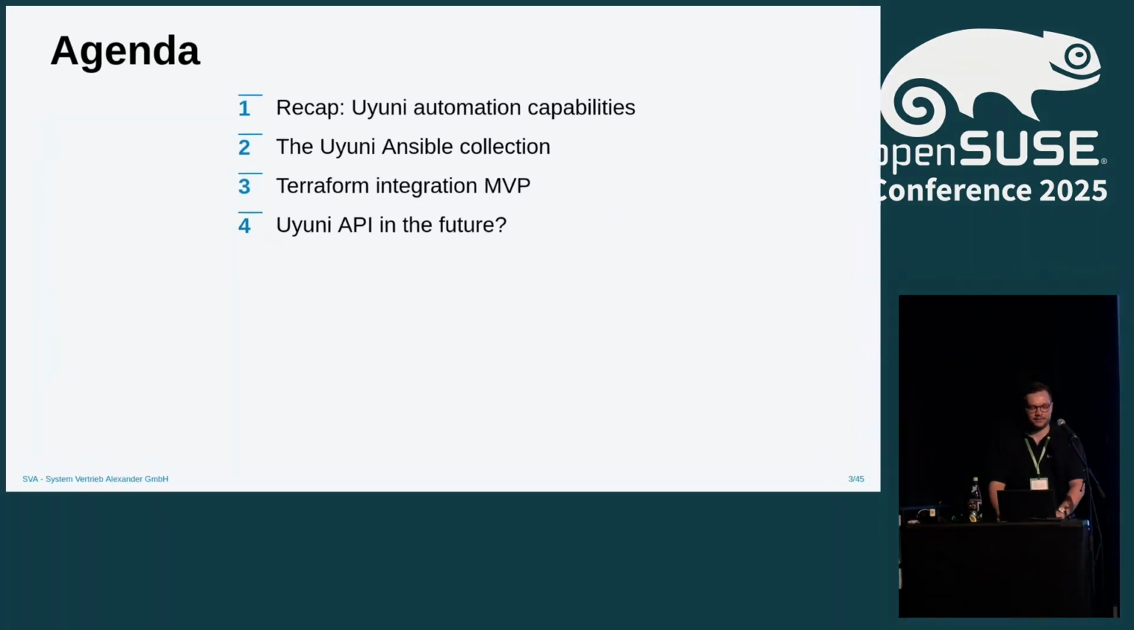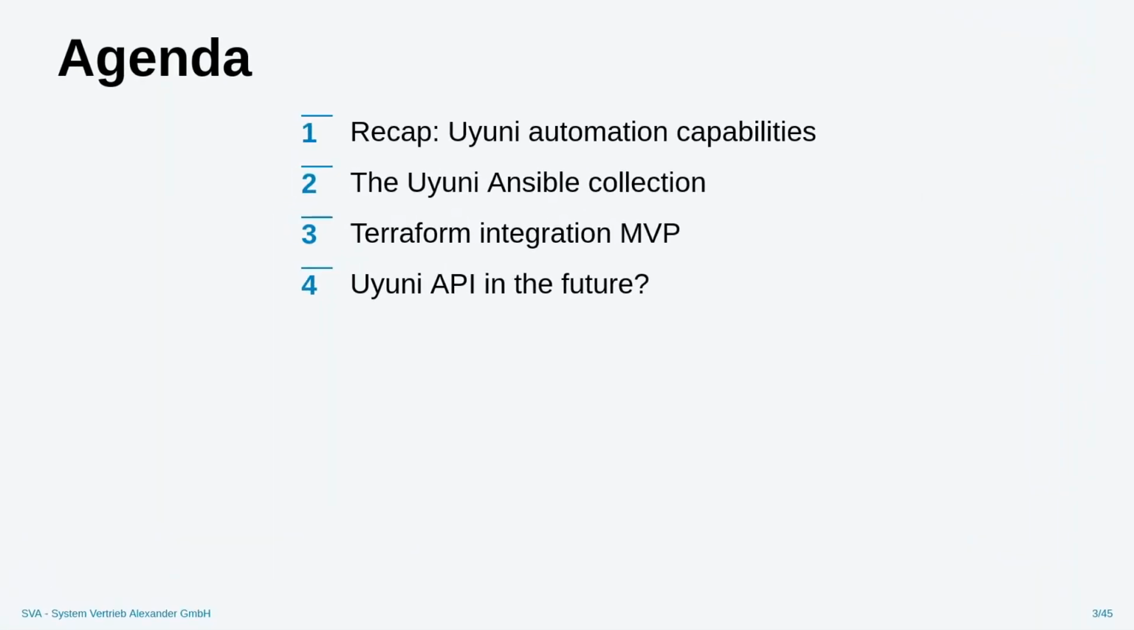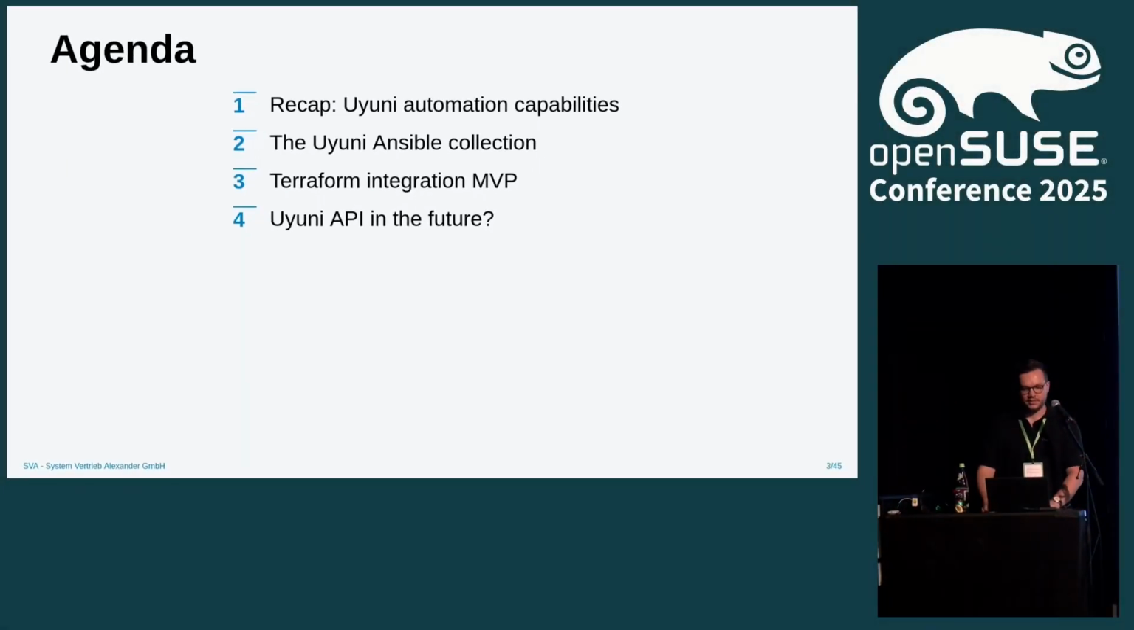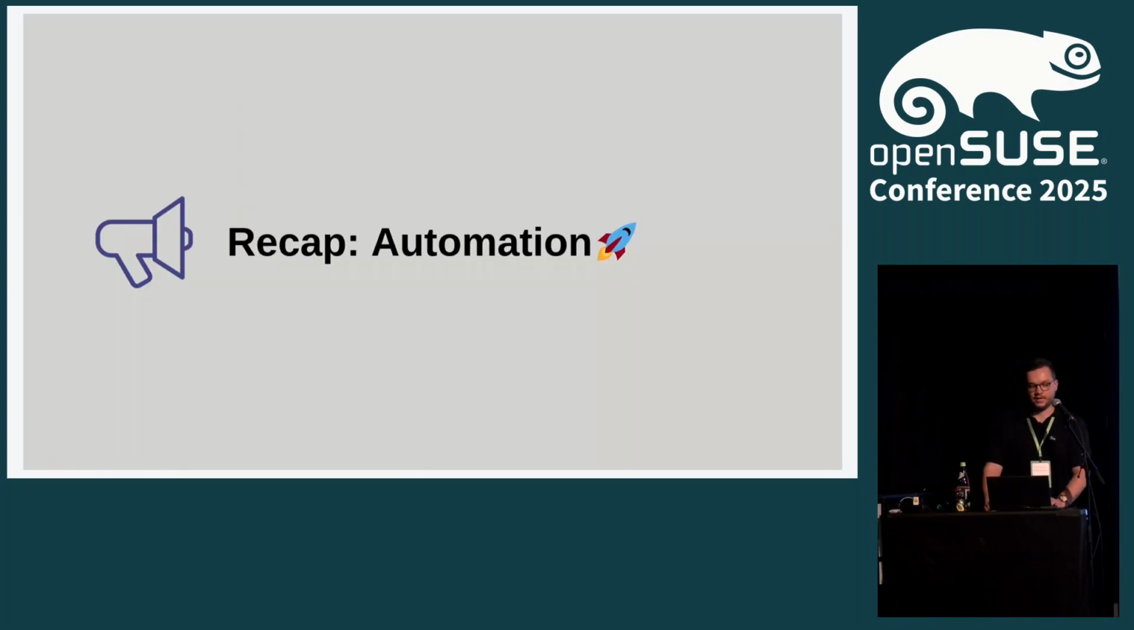First of all, we're going to do a short recap and talk about which automation capabilities Uyuni gives us. So there are already some things that we can leverage. Then I'm going to present the Uyuni Ansible collection and a very early Terraform integration that colleagues of mine developed last year. And I would like to use this as an opportunity to talk about the Uyuni API in the future, maybe. So let's get started with a recap.